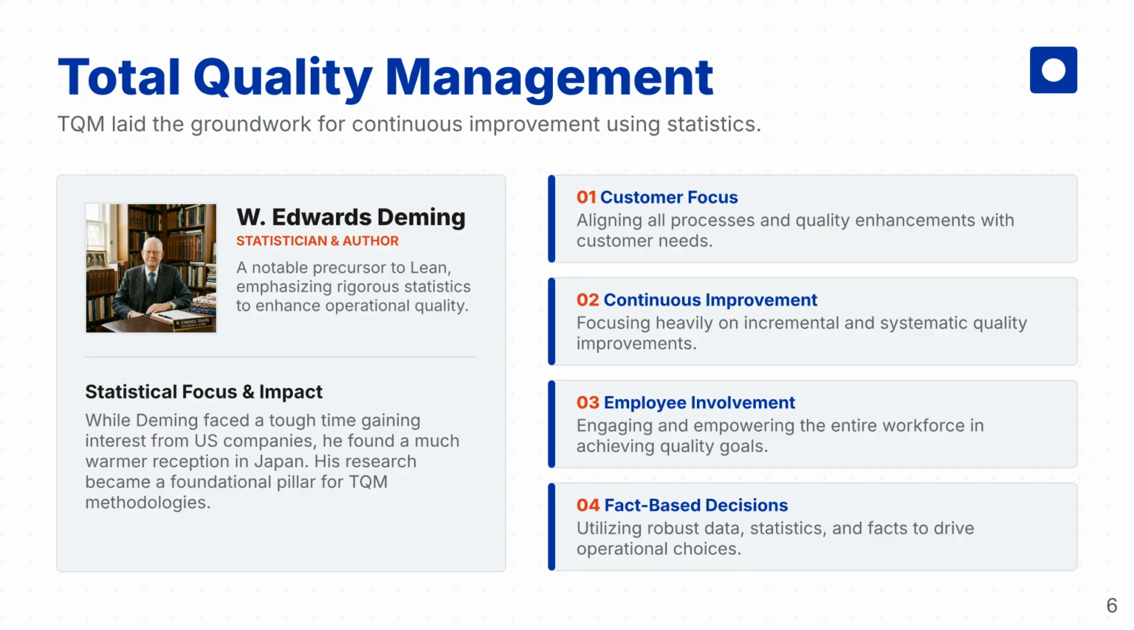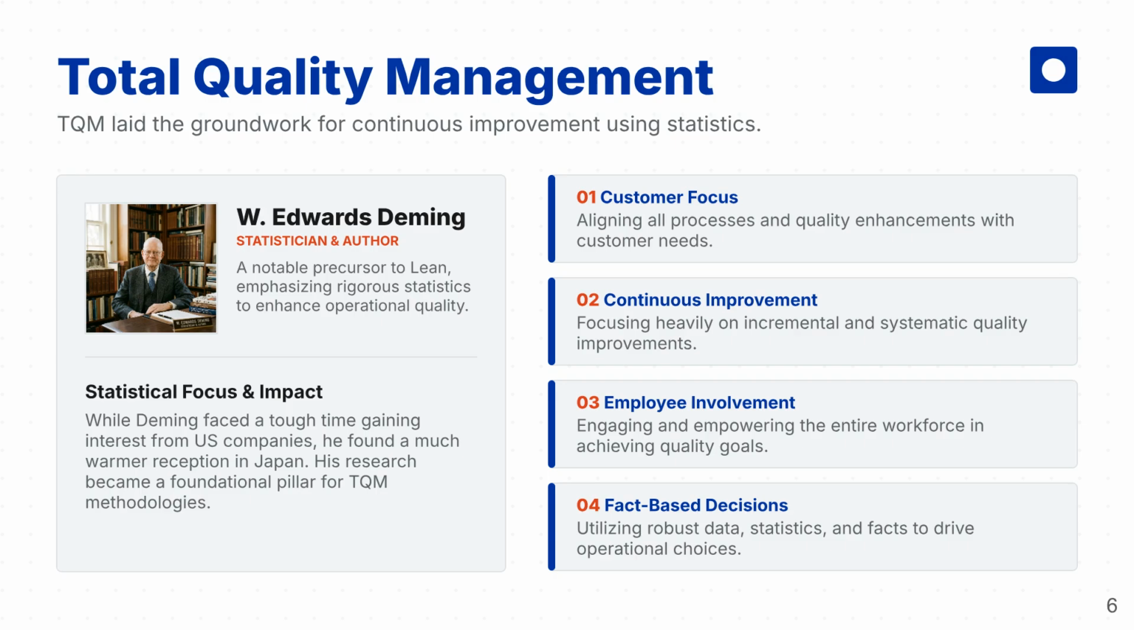Another important principle is continuous improvement. Rather than assuming that a process is already perfect, organizations continuously look for opportunities to make it better. Even small improvements made consistently over time can produce significant long-term benefits. TQM also emphasizes employee involvement. Quality is not the responsibility of a single department. It is everyone's responsibility. Employees are encouraged to identify problems, suggest improvements, and actively participate in achieving organizational goals. This collaborative approach creates a culture where improvement becomes part of daily work.